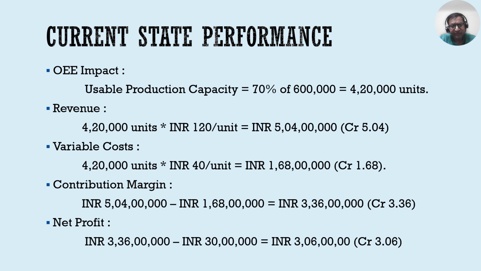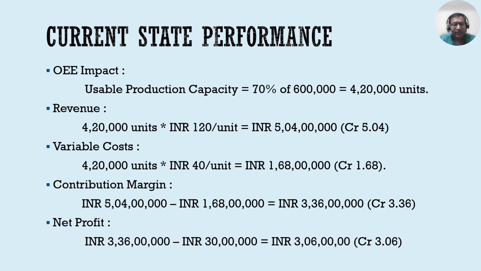How much revenue can be generated from the usable production capacity? Well, the revenue is equal to usable production capacity, that is 4 lakh 20,000, multiplied by selling price. The selling price is 120 rupees per unit, which comes to 5 crore 4 lakhs.